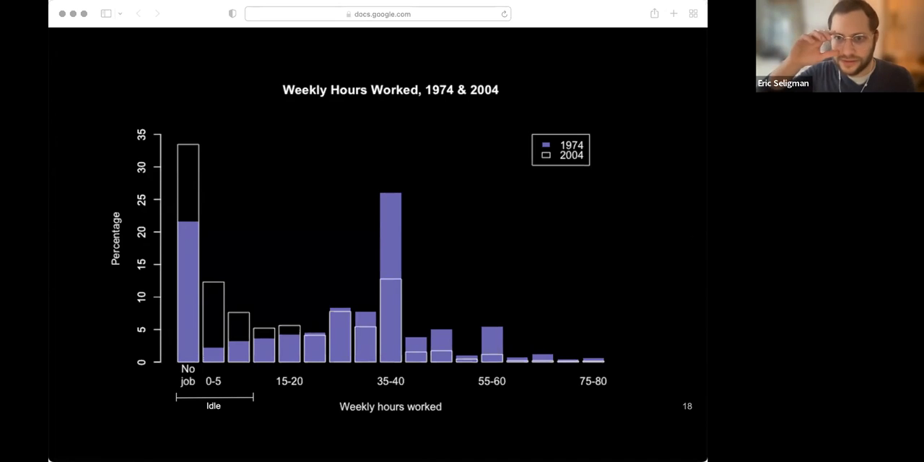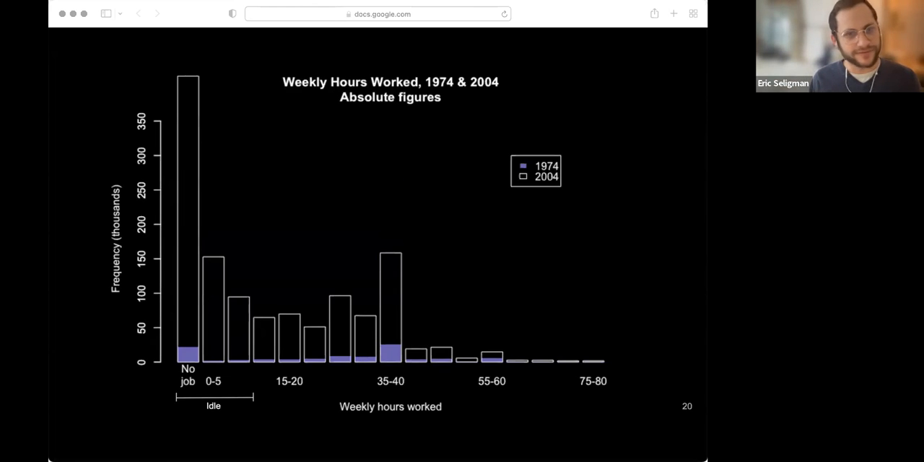Attending to idleness, the leftmost three bars together, in 1974, summed to 28%. And in 2004, so near the peak of the prison boom, they summed to 54%. So the story here is that by 2004, idleness reaches majority levels. It becomes a sort of defining, primary characteristic of prisons with regards to labor.